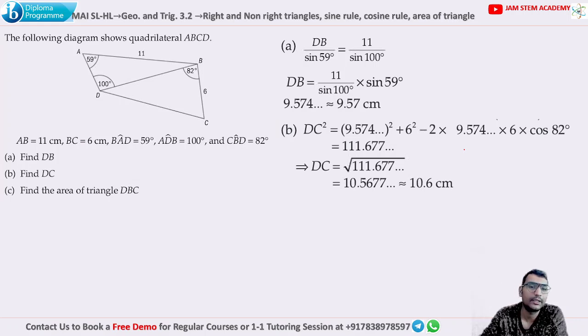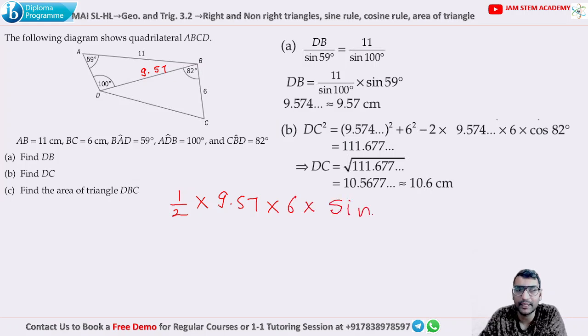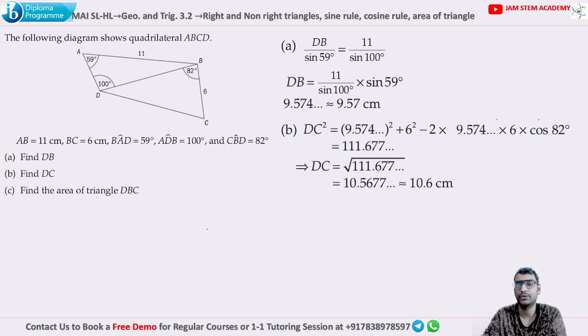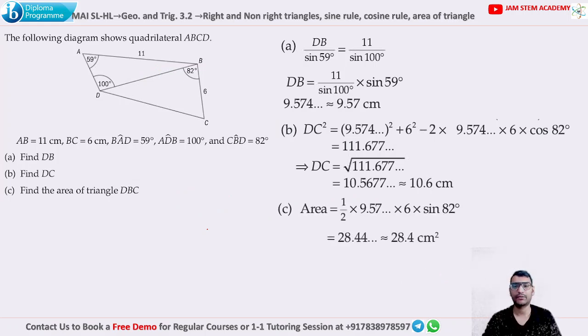Now the third part is to find the area of the triangle DBC. In DBC, we have all the side lengths and we have one angle. So what can we do? We can simply use the formula half of the product of these adjacent sides, which is 9.57 times 6 times the sine of the angle between them, sine of angle B in this case. From here we can get the value of the area of the triangle. That's how we can apply these trigonometric ratios or rules.